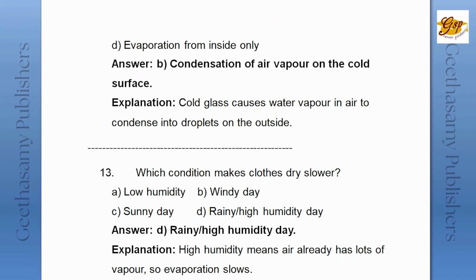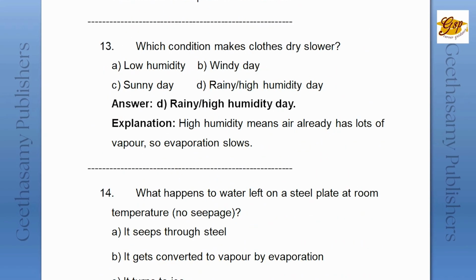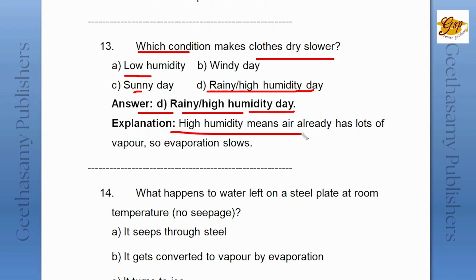Right? Then 13th question. Which condition makes clothes dry slower? Low humidity, windy day, sunny day, or rainy and high humidity day? The answer is rainy and high humidity day. High humidity means the air already has lots of vapor, so evaporation slows.